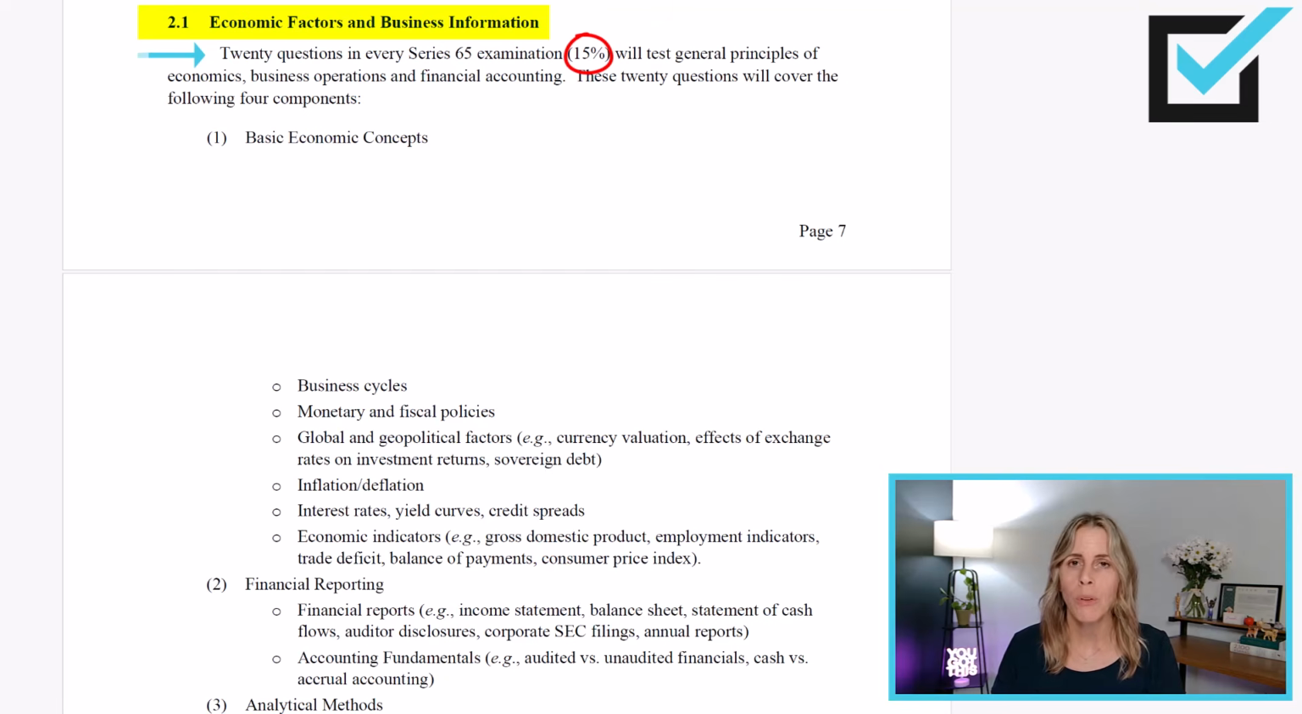We learn about, within the PassMasters course, basic economic concepts, business cycles, monetary and fiscal policy, global and geopolitical factors, inflation, deflation, interest rates, yield curves, credit spreads, economic indicators, gross domestic product, employment indicators, trade deficit, balance of payments, consumer price index, financial reporting.